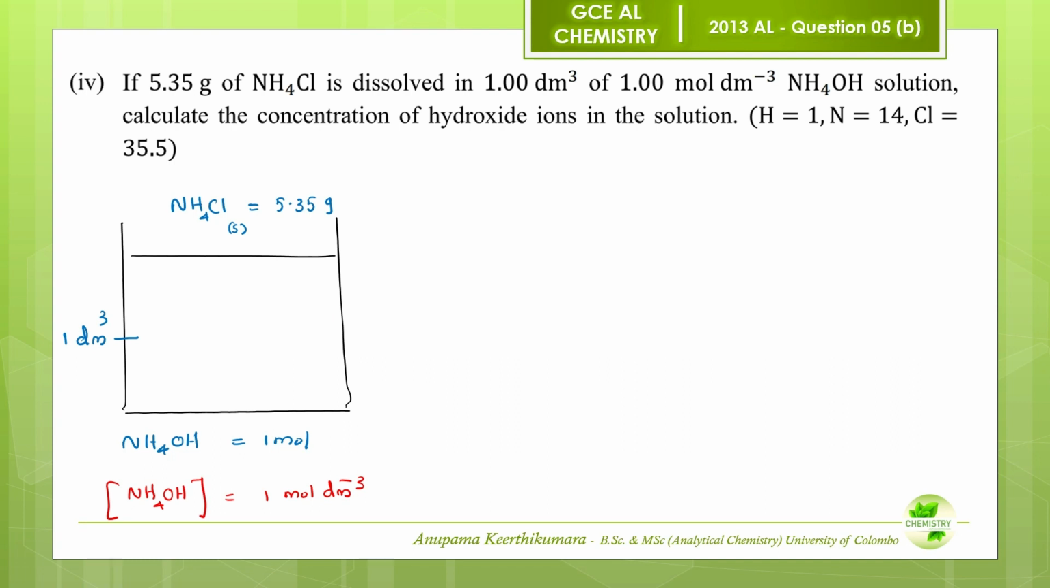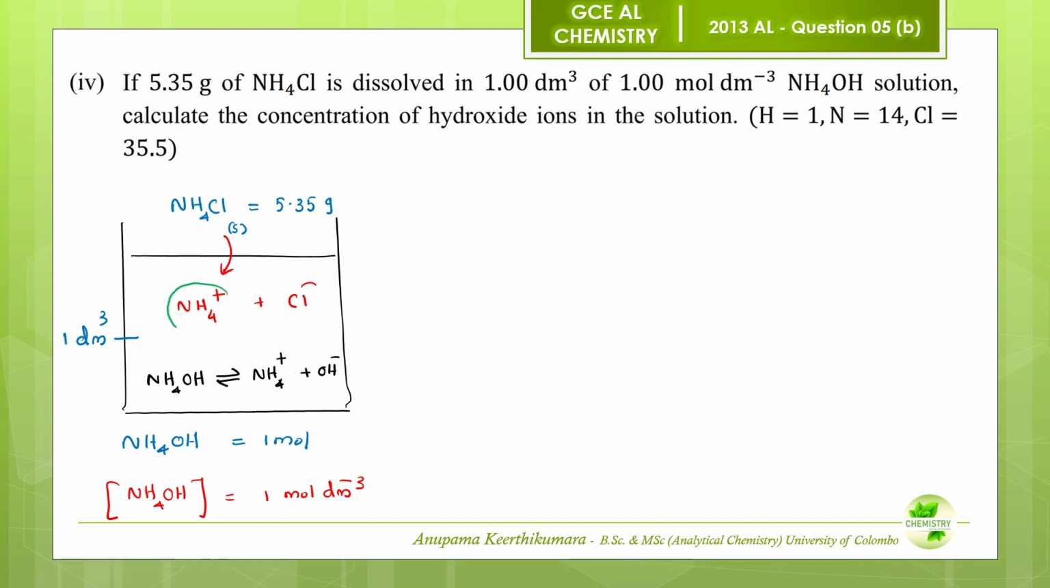Ammonium hydroxide is a weak base. Therefore, it dissociates partially in this aqueous solution to produce ammonium ions and OH minus ions. When this solid ammonium chloride is added, it completely dissociates into ions because it's a strong electrolyte. Therefore, ammonium chloride gives ammonium ions and Cl minus ions into the solution.